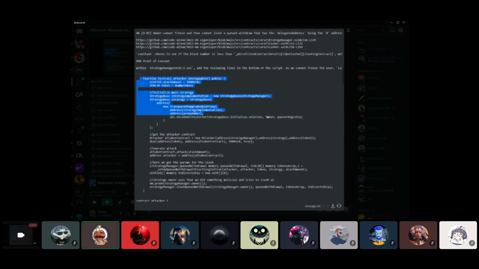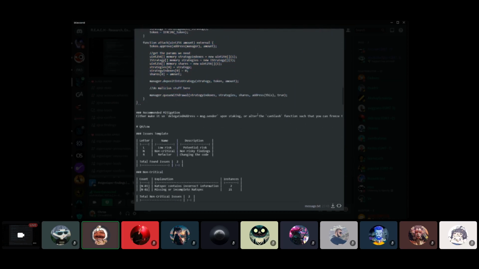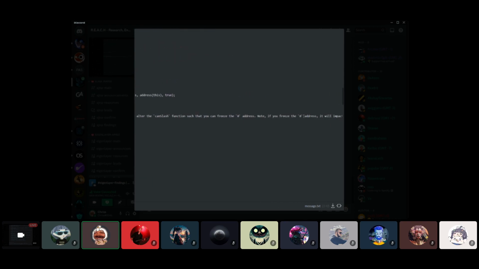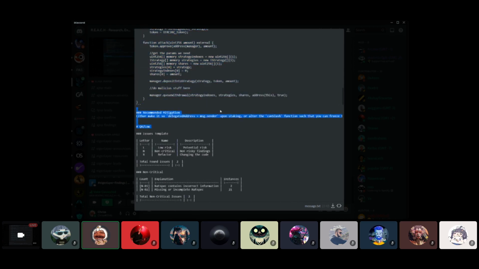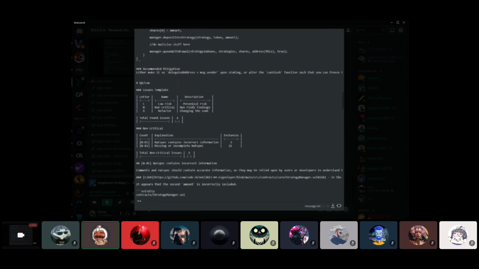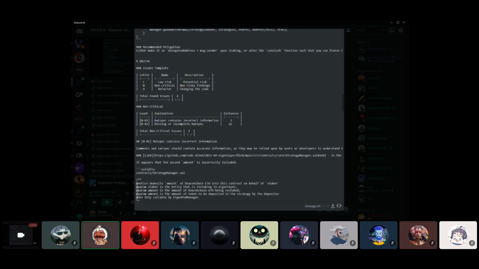Here is a simple, not so simple, Foundry POC. And then we propose a simple check that the delegated address is the message sender upon staking, or alter the canSlash function so you can freeze the zero address, which, as I said, is not a valid function. Then the other findings aren't very interesting. They are essentially not spec, and again not spec. We found typos and some other wrong not spec in the protocol.